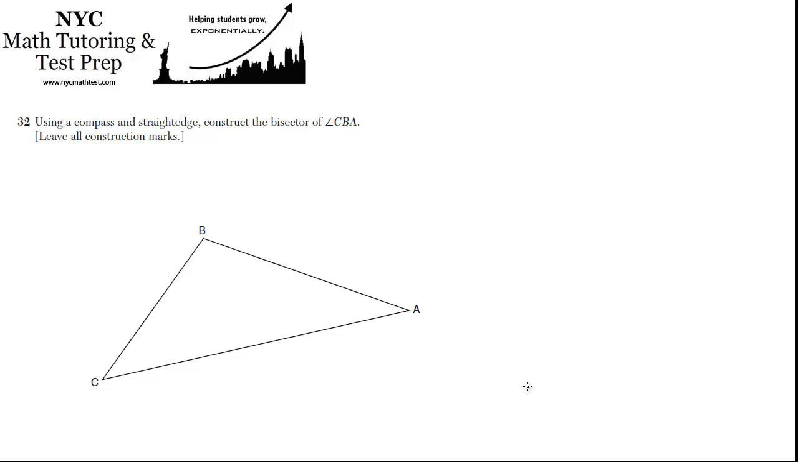32. Using a compass and straight edge, construct the bisector of CBA.